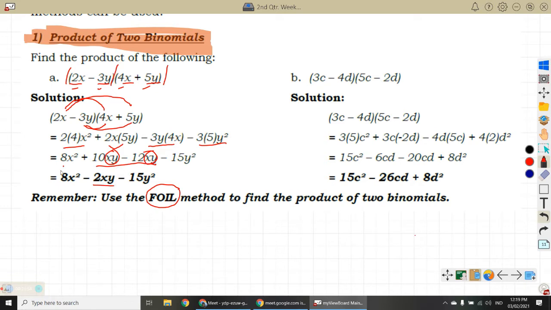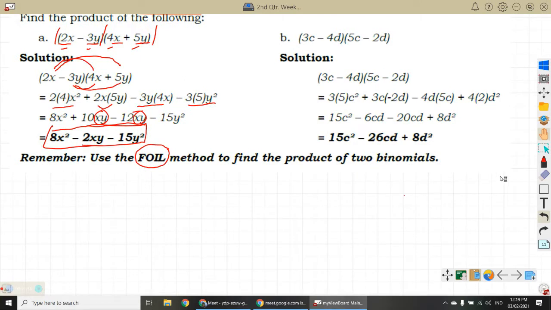Okay? This will be the final answer. Sir, is there any other way we can solve that? Okay? So, i-introduce natin yung tinatawag nating FOIL method for the product of two binomials. So, how do we do the FOIL method?